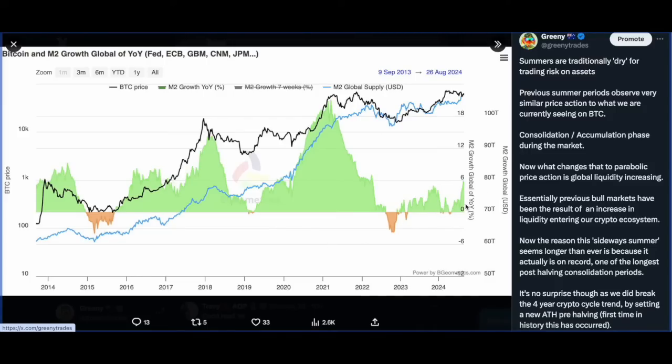And so as you can see, we're starting to creep up again. And as you can see, we saw an increase over the late end of 2024, which is why we did go on that run from about mid last year all the way to the top. And what we're seeing right now is that we are starting to peak again with more liquidity entering the system.